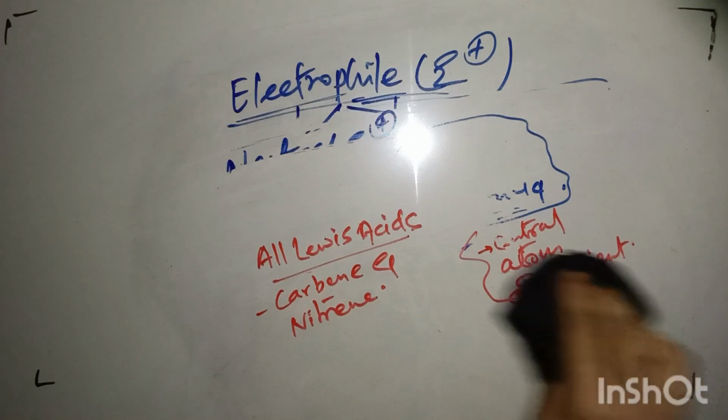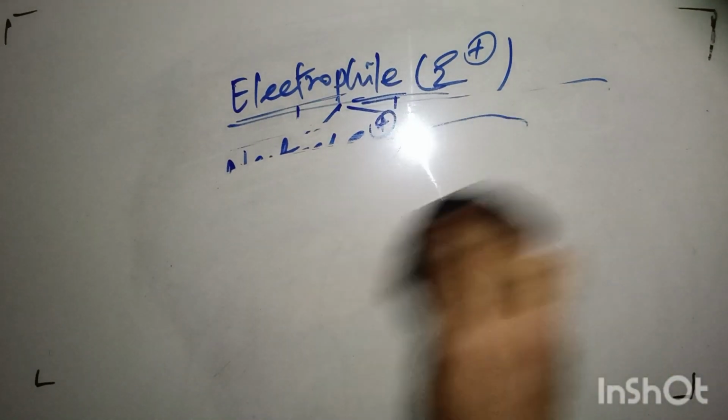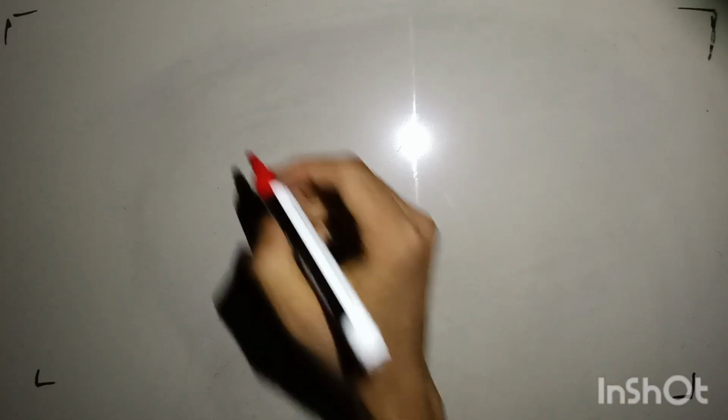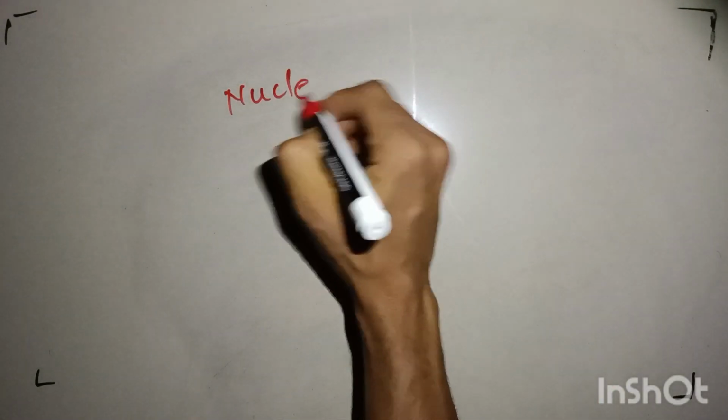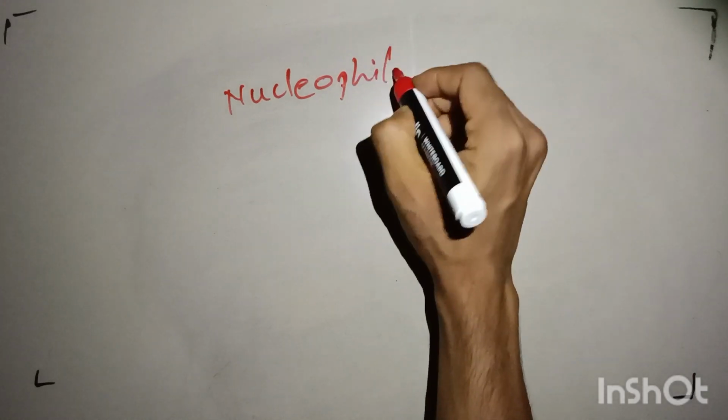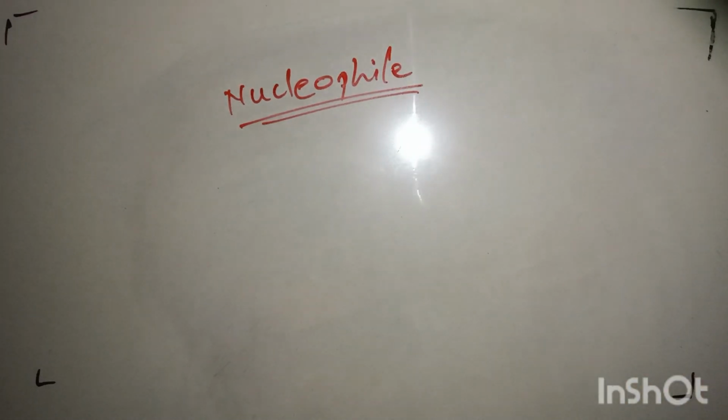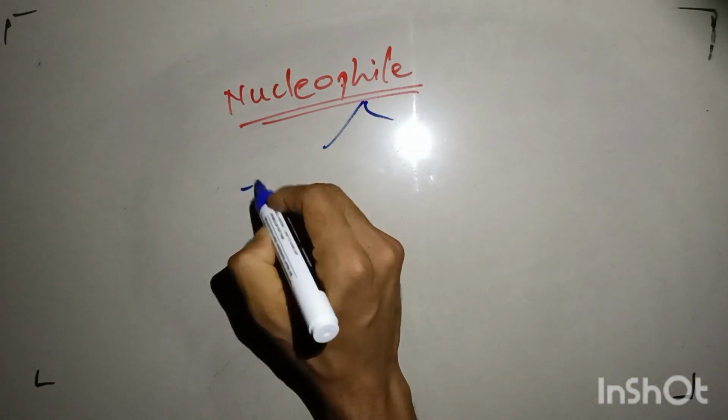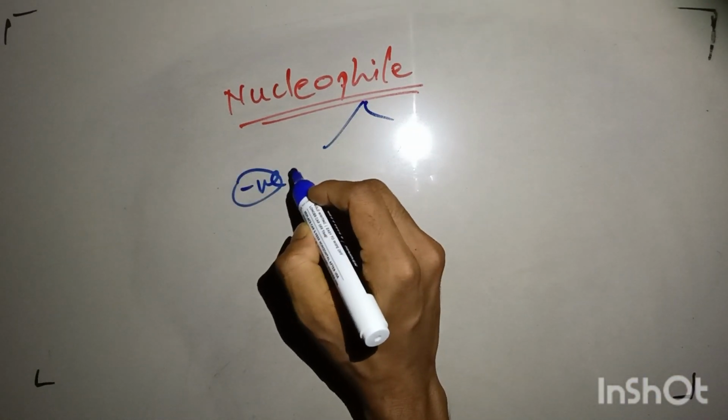Now electrophile is completed. Let's move towards nucleophile. In the same way, electrophile, how many types of electrophile are there? Two types of electrophile. What are they? Positively charged electrophile and neutral. In the same way, nucleophile will be of two types. What are they? Negatively charged nucleophile and neutral nucleophile.